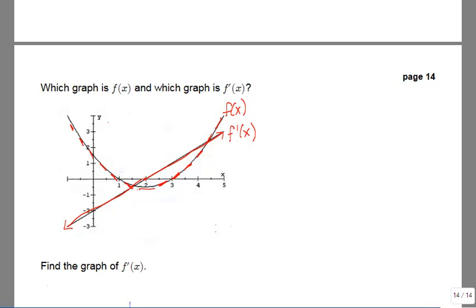Okay, and you can also do a quick check, like I was mentioning before, by thinking about degrees. This curvy function looks kind of like a quadratic, like an x squared, and 1 degree less than that would be linear, which is this line. So it makes sense that we've chosen f of x to be the thing that looks quadratic and f prime to be the thing that looks linear.